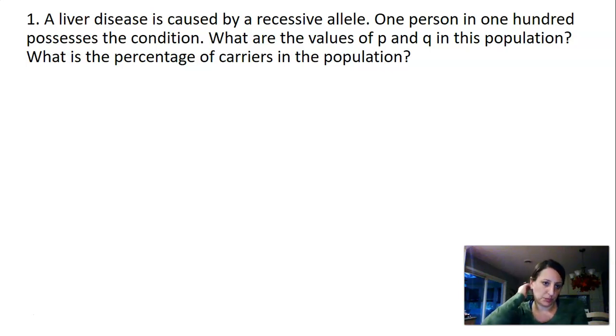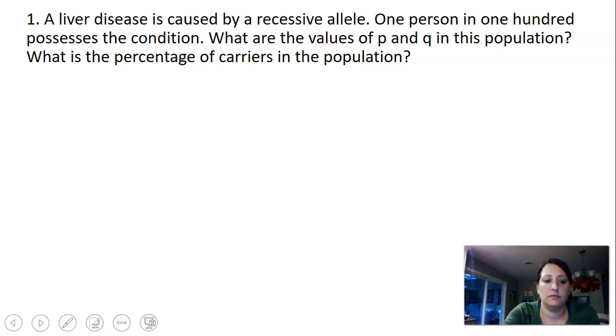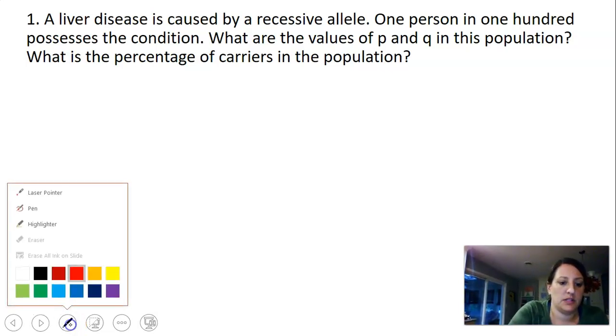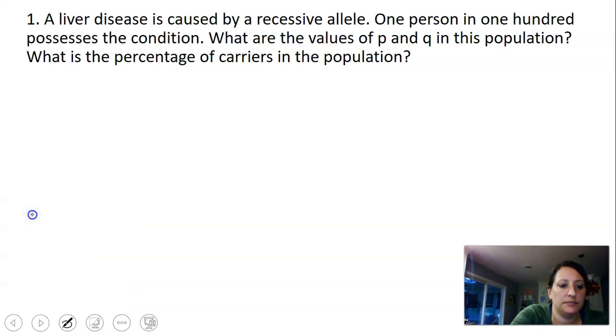So question number 1, we'll read it and we'll work through it. A liver disease is caused by a recessive allele. So you have a deleterious recessive condition causing liver disease, and again, that's caused by a recessive allele. 1 in 100 people have the condition. What are the P and Q values of this population, and what is the percentage of carriers?